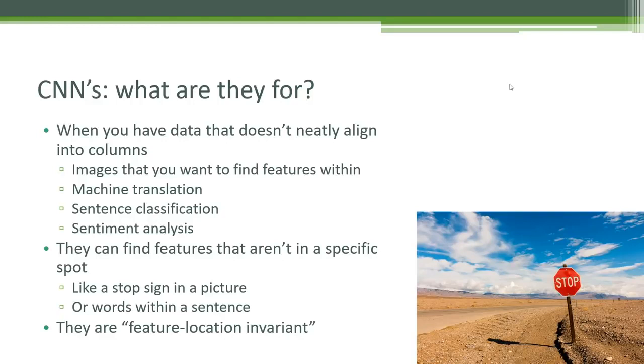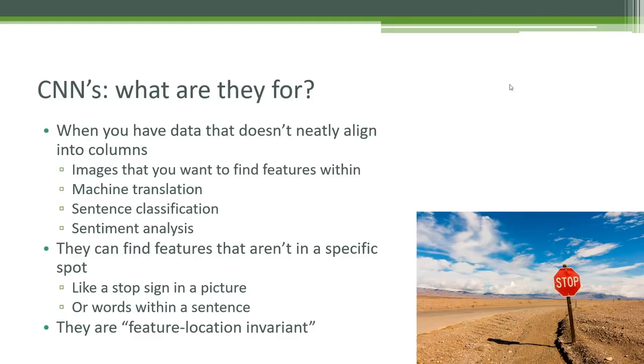Now, it's not just limited to image analysis. It can also be used for any sort of problem where you don't know where the features you care about might be located within your data. Machine translation or natural language processing tasks come to mind for that. You don't necessarily know where the noun or the verb or phrase that you care about might be in some paragraph or sentence that you're analyzing, but a CNN can find it and pick it out for you.